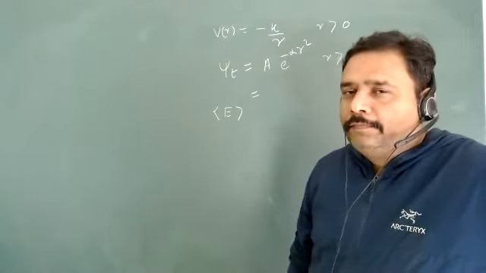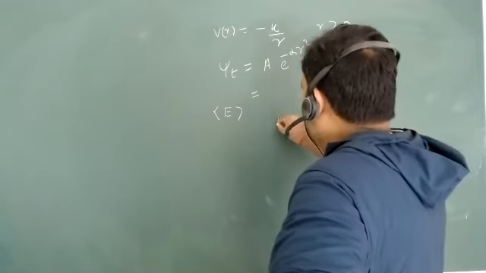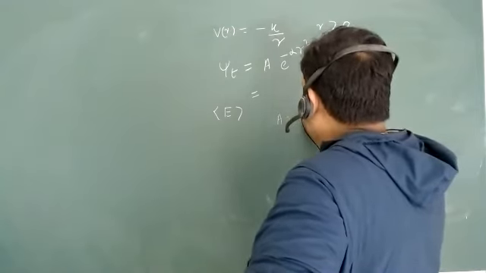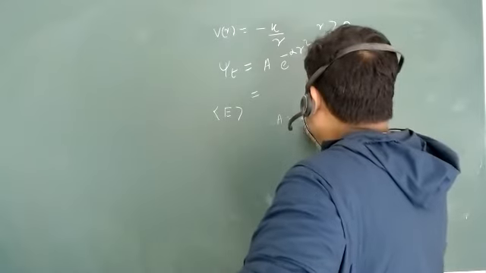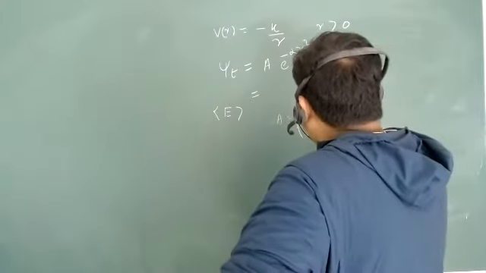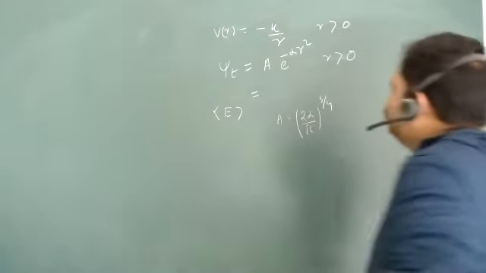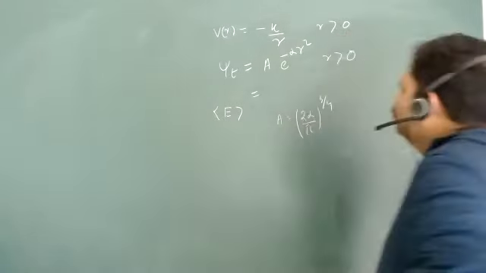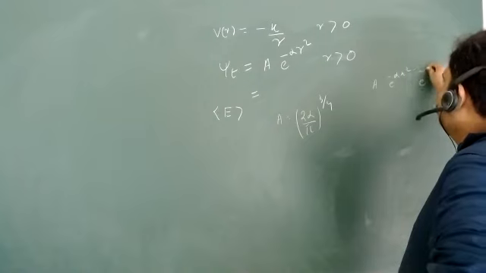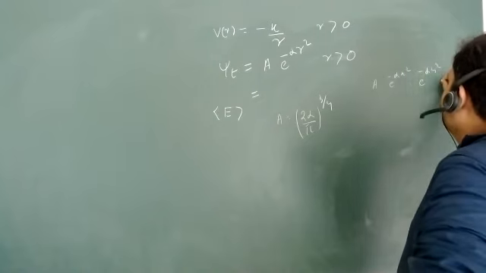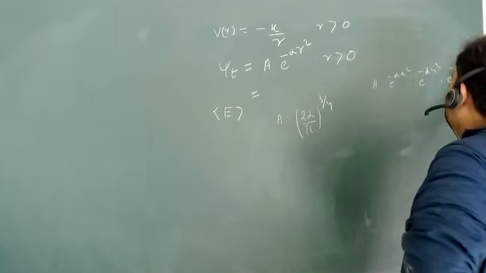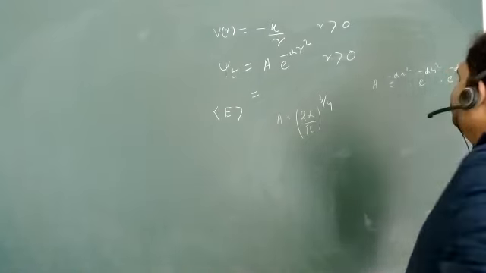Just calculate all this, what will come? The value of A is equal to (2 alpha upon pi) to the power 3/4, for the 3-dimensional harmonic oscillator. Yes, sir. Can you write this thing as A e to the power minus alpha x square, e to the power minus alpha y square, e to the power minus alpha z square? Can you write this?